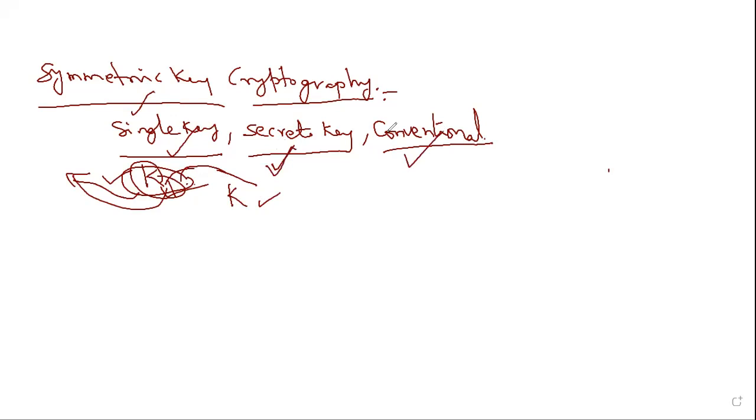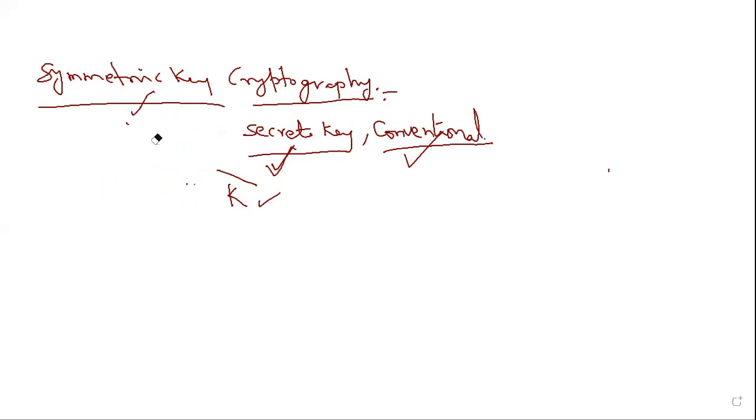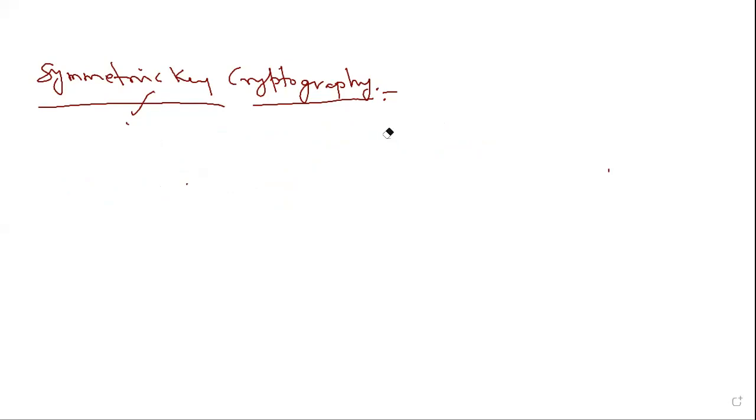So we can define symmetric key cryptography as follows: both sender and receiver use the same key for encrypting as well as decrypting the data. This is called symmetric key cryptography. Then I will show you the basic architecture or diagram for symmetric key cryptography. After that, I'll also show you the symmetric key crypto system.